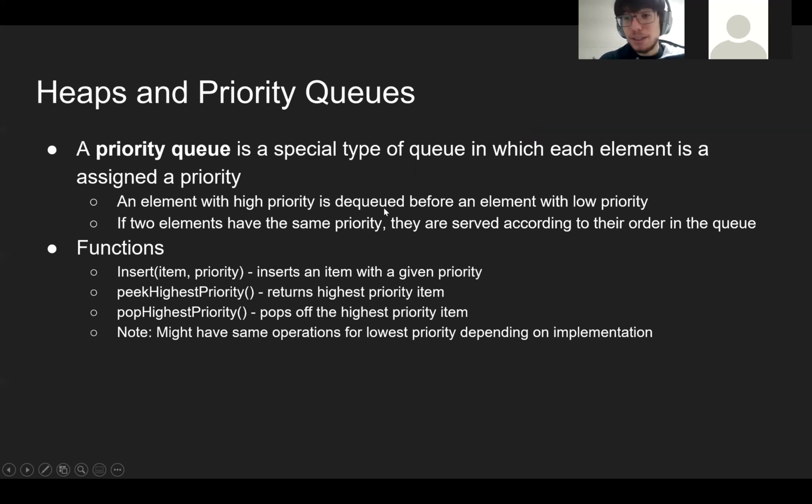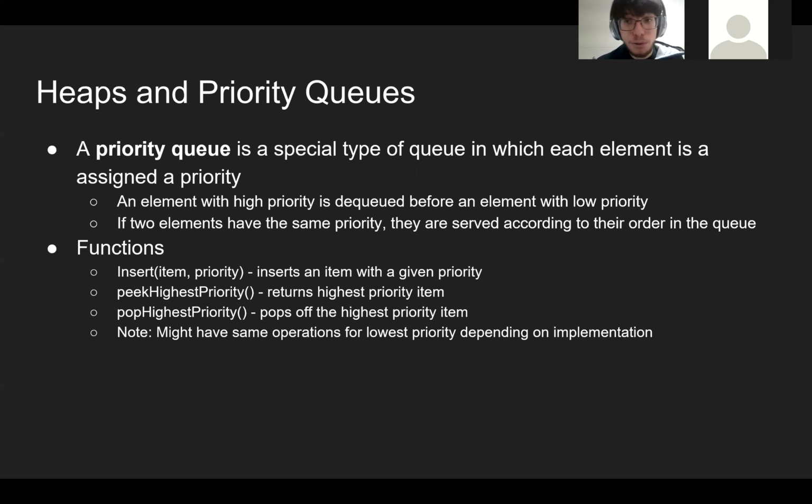Okay, cool. So for heaps and priority queues, a priority queue is a special type of queue in which every element is assigned some sort of priority. An element with high priority is dequeued before an element with low priority. It's just like a regular queue, except priority is defined differently than most recently inserted, or the first inserted node or value is not necessarily the first out. It can have a different priority than that.